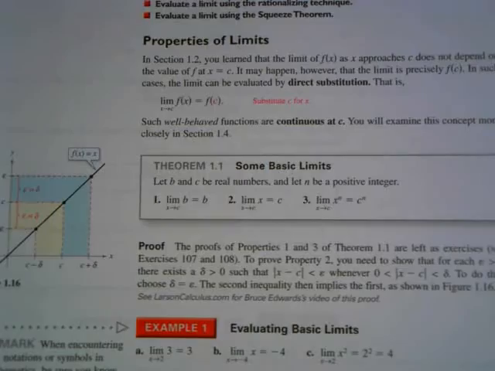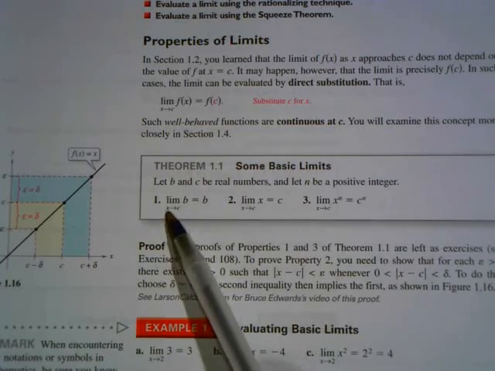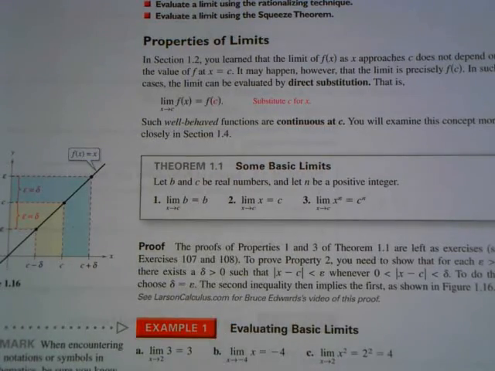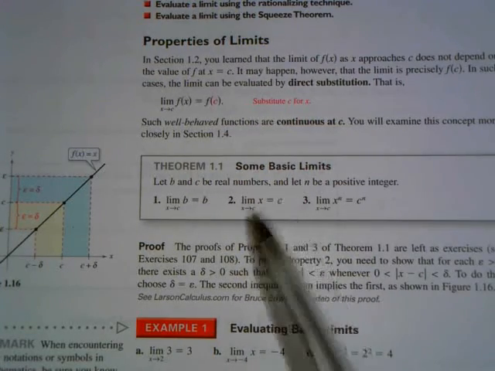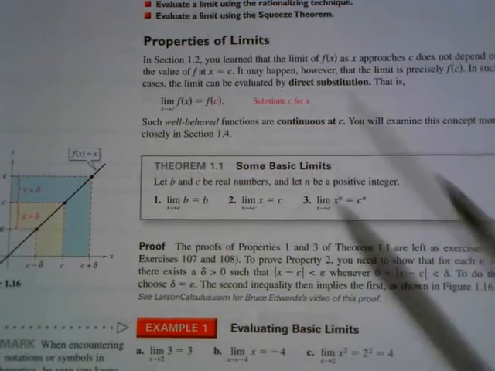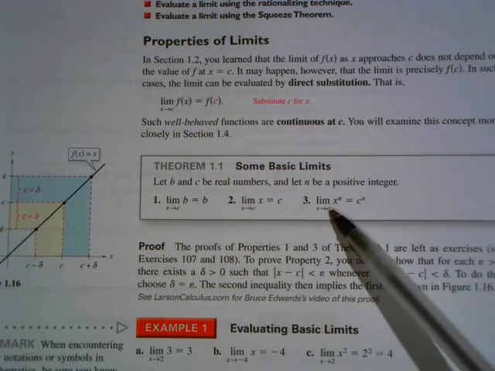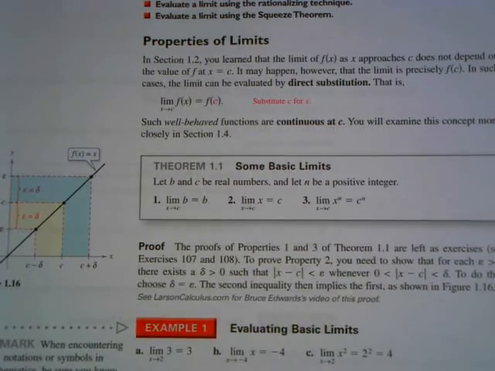So I'm not going to write them all down. You can see them here in your book. I'm on page 59. Limit as x goes to c of b is b. If your function is just a constant, your limit is always b. If your function is just the letter x, you can take the number and plug it in. If your function is x to a power, you can just take the number and plug it in. And that's going to be kind of a common theme here.